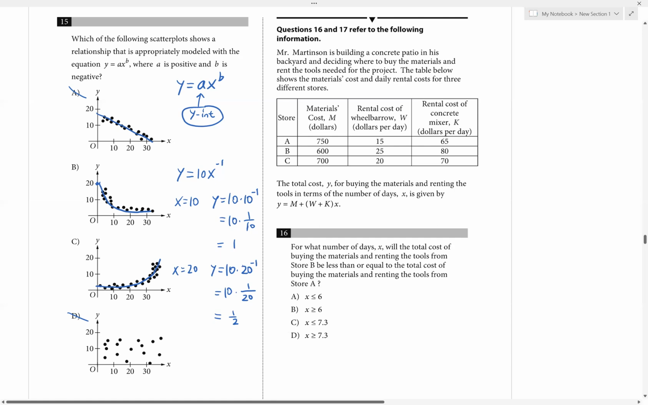So that means if you look at these two graphs, B and C, as we go towards the right and the x value increases, the graph should go down in general. It should decrease. So that should be B for our answer, because C is an exponential increase, it goes up. If b is a negative value, then the graph should go downward instead of going up. So for 15, our answer should be B. That's our final answer.